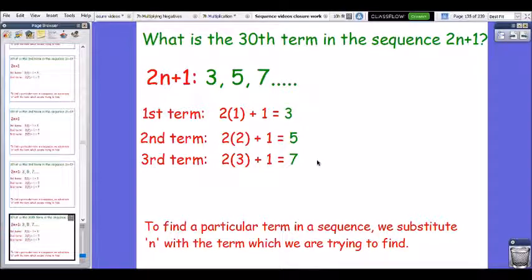Okay, but then, what if I asked you, what is the 30th term in the sequence? Well, one thing I definitely wouldn't do is write this sequence out for a long time until I reach 30. All I'm going to do is use my substitution method. So I'm doing 2 lots of 30, add 1, gives me 61. So the 30th term in my sequence is 61.